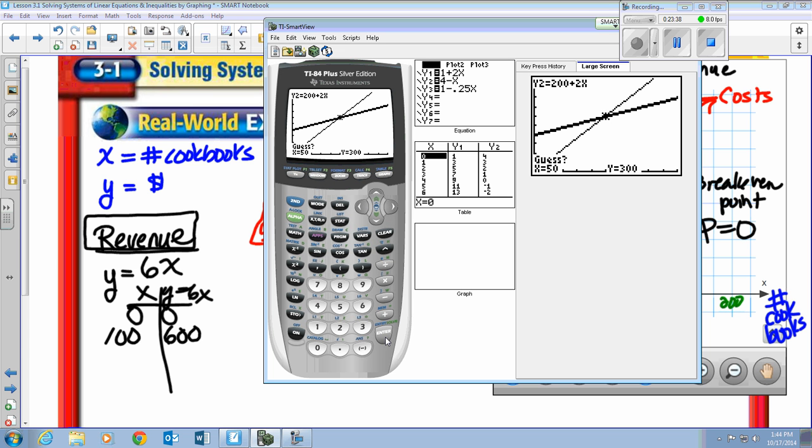Be careful, though. People who are impatient just slam the enter key 10 times, and then it will erase the answer. So if I hit enter again, the calculator will find the intersection. It says intersection X equals 50, Y is 300. 50 cookbooks makes me $300 in revenue, and I have $300 in expenses. But if I keep clicking enter, it erases it, and I have to start back over. Second, trace, number 5, enter, enter, enter.